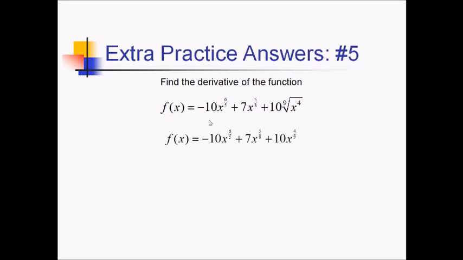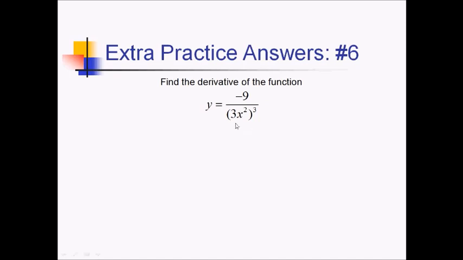Going from left to right, I've got negative 10 times 6 over 5. So that's going to be negative 60 over 5, or negative 12. And that's going to be times x to the 6/5 minus 5/5, so that's 1/5. Next, I've got 7 times 5/8. That's 35/8, x to the 5/8 minus 8/8 is negative 3/8. And then for this last one, I've got 10 times 4/9, so 40 over 9, times x to the 4/9 minus 9/9. That's going to be negative 5/9.